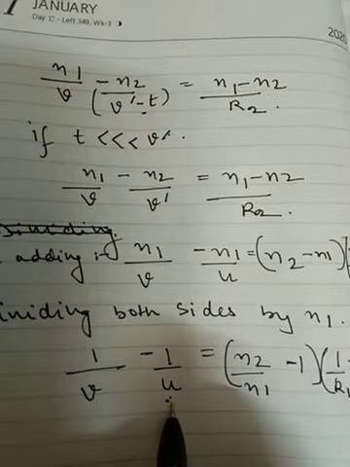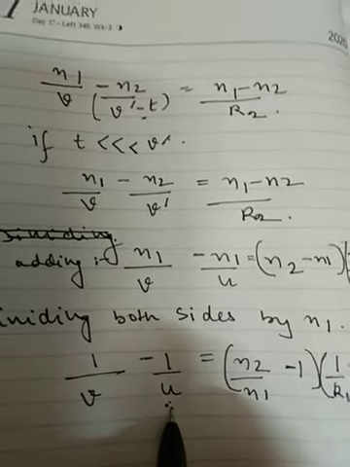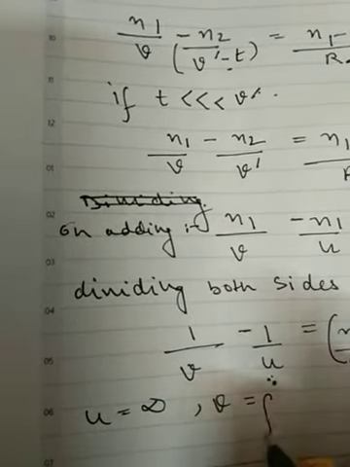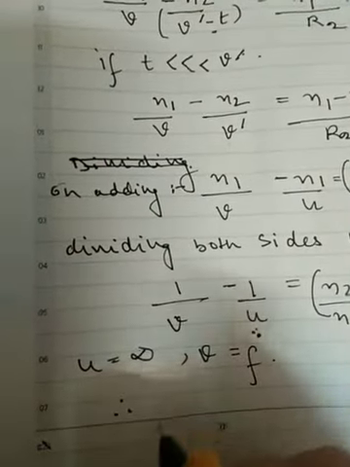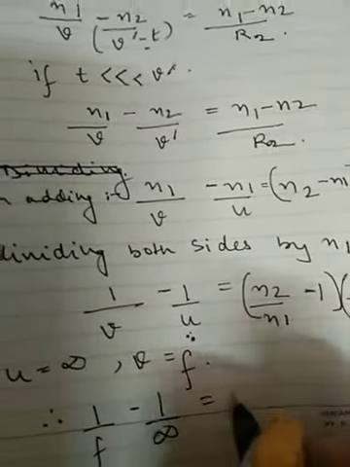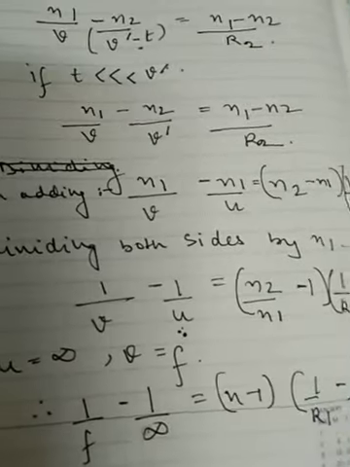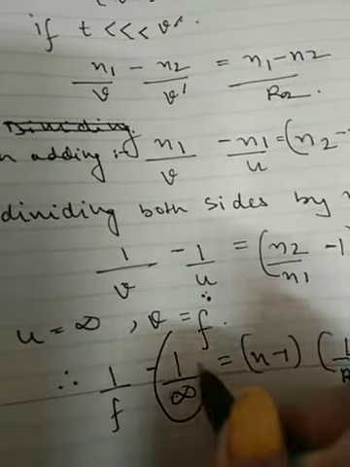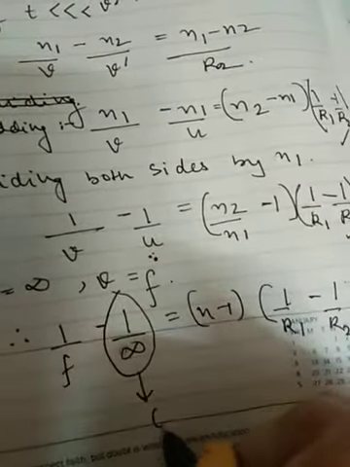When the object is at infinity, the image will be formed at the principal focus of the lens, that is, at the focal length of the lens. Therefore my equation will be reduced to 1 by F minus 1 by infinity is equal to n minus 1 into 1 by R1 minus 1 by R2. Students, the value of 1 by infinity is 0.